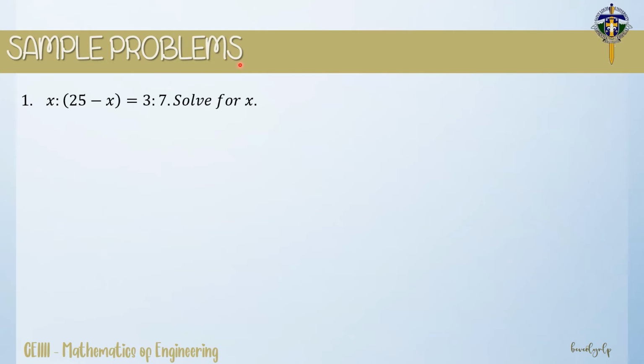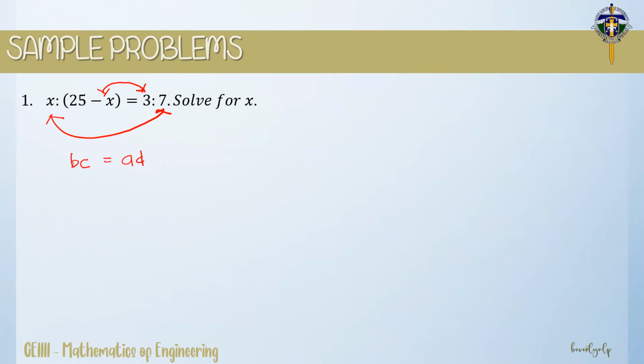So we also said that in proportion, the product of the extremes is also equal to the product of the means. So this is our means. So the product of the means is also equal to the product of the extremes. So that is simply b multiplied by c is equal to a multiplied by d.